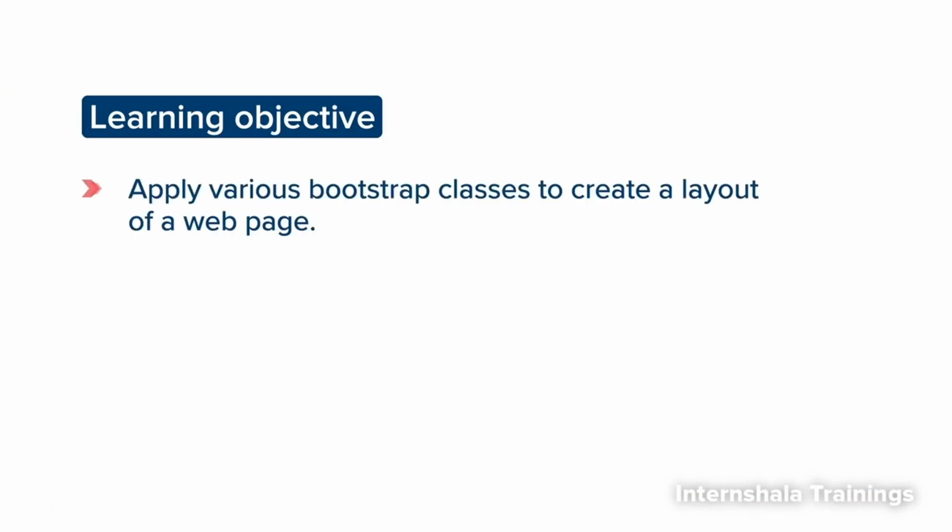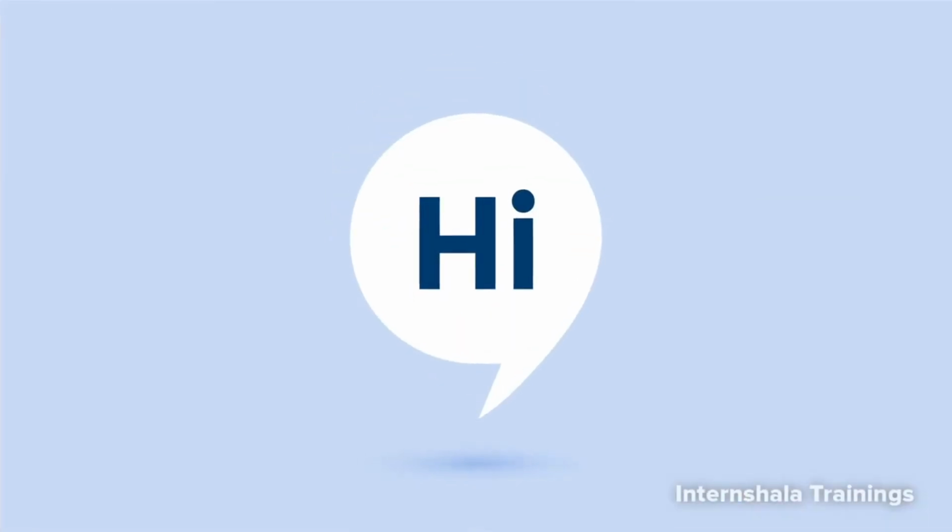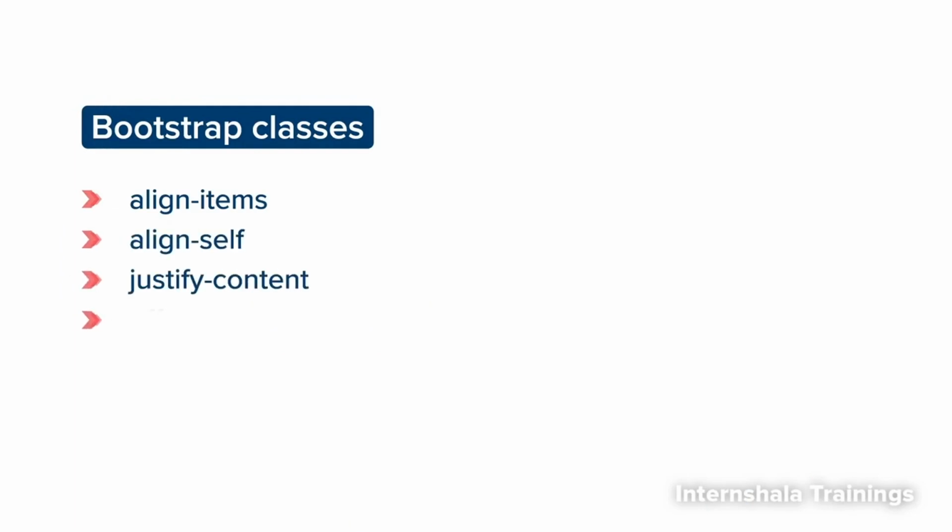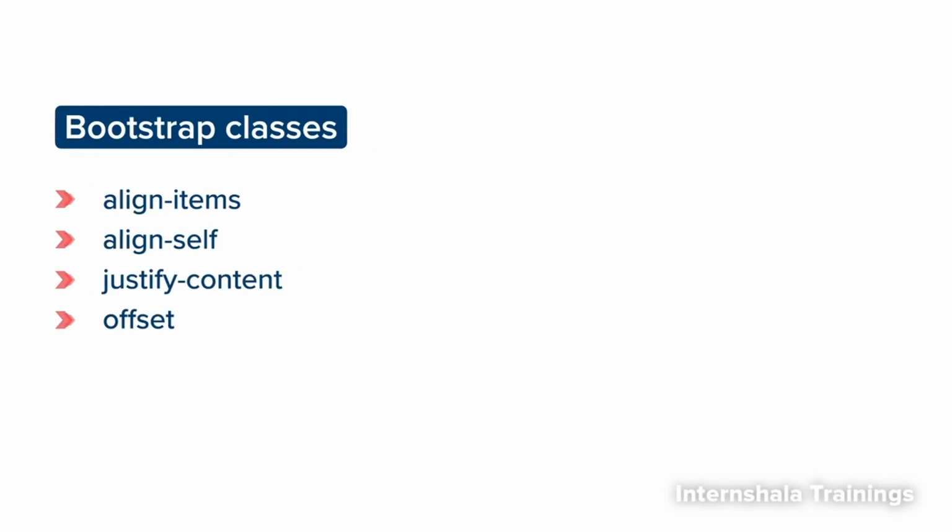By the end of this video, you will be able to apply various Bootstrap classes to create a layout of a web page. Hi, welcome to another exciting video of this module. In this video, we will explore a few Bootstrap classes such as align-items, align-self, justify-content, and offset. These classes have certain values associated with them using which we can position the columns inside a row. This is similar to flex properties, which you have already learned in the previous module.